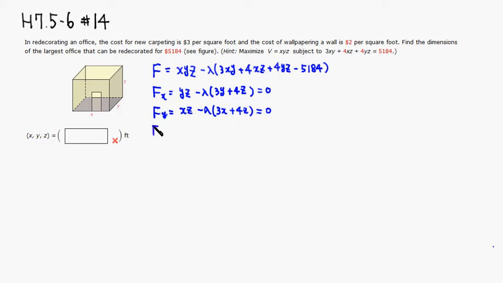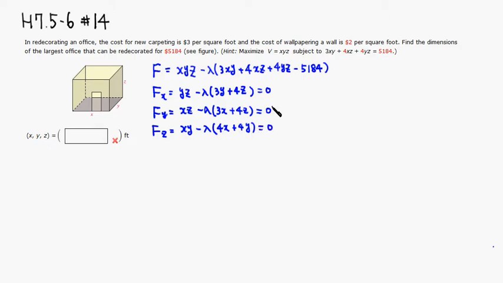And the partial of capital F with respect to z would be xy and negative lambda. There's no z, so that's 0. That's going to be 4x plus 4y, and then set that equal to 0.